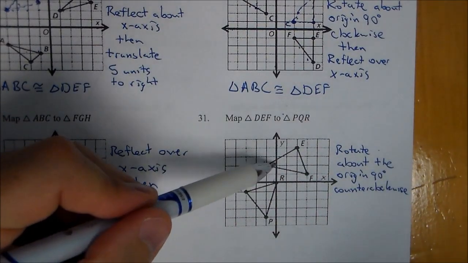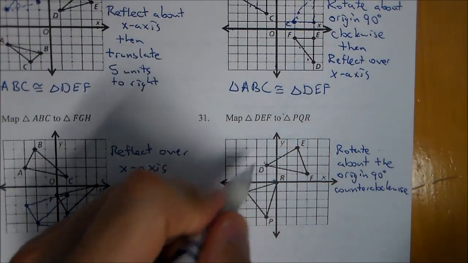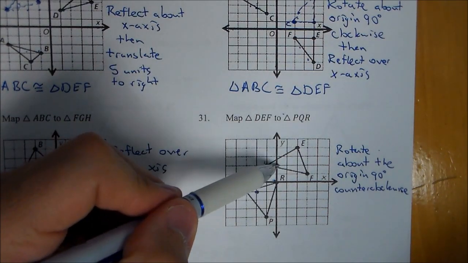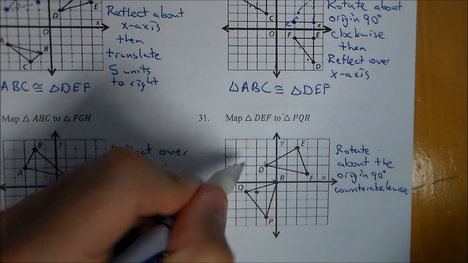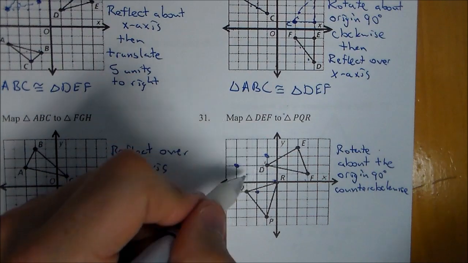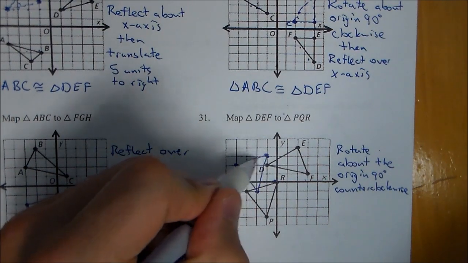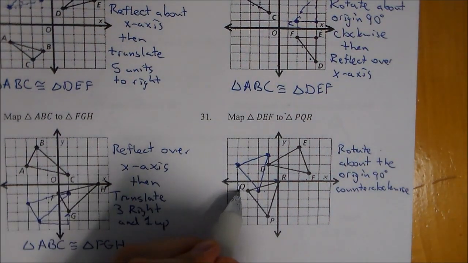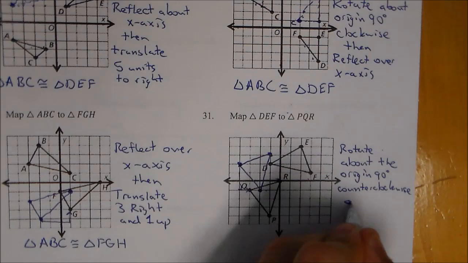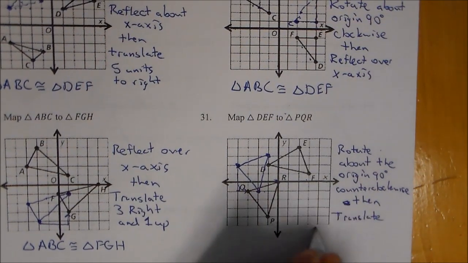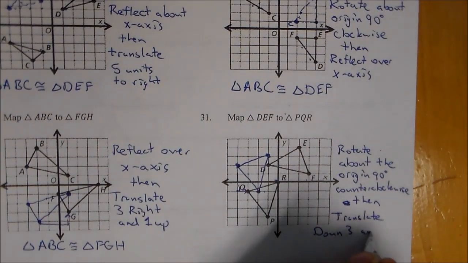So a point that went up 2 over 1 is going to go 2 to the right, down 1. If it went 2 to the right, up 4, it's now going to go 2 up, left 4. And if it went 3 to the right, up 1, it's now going to go up 3, left 1. So here we're seeing the match. We're going to need to translate. So we're going to translate down 3 and 1 to the right.